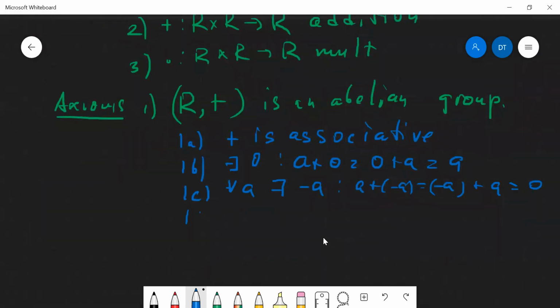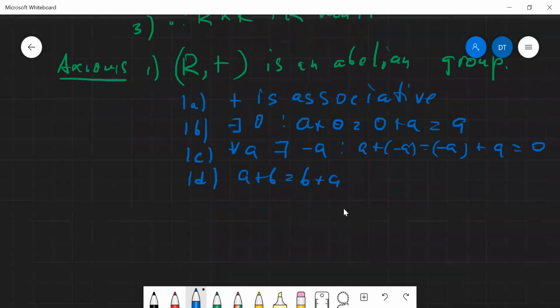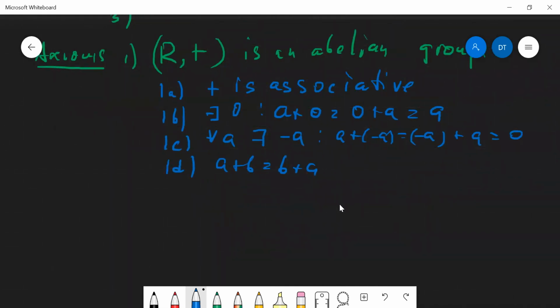And 1D, the addition is commutative, so A plus B equals B plus A. So this is what the first property means, that the addition must be associative. By the way, is there anyone who doesn't understand what it means precisely that the addition is associative? Should I clarify it to anyone? Okay. Basically it means that we don't care about the brackets. The order of the operation doesn't matter.